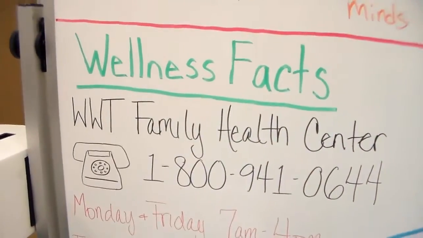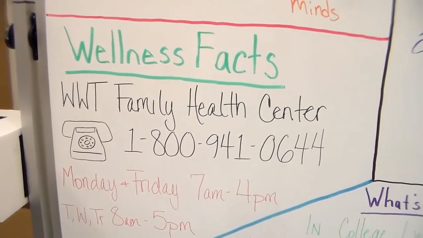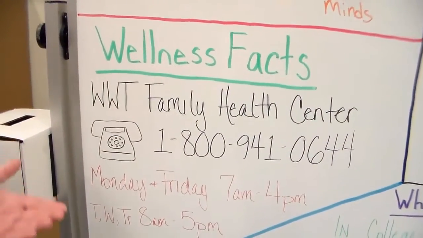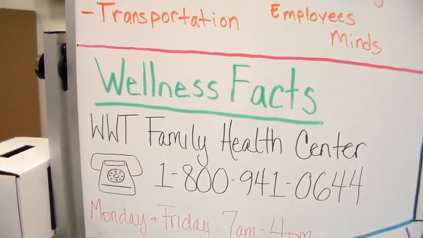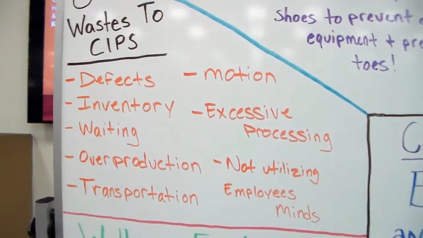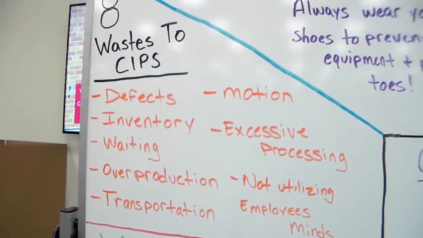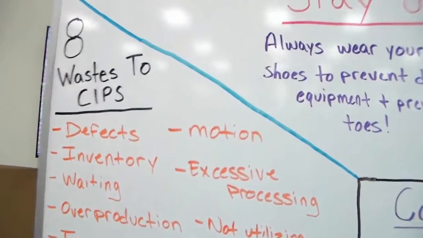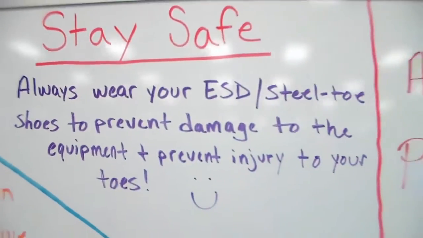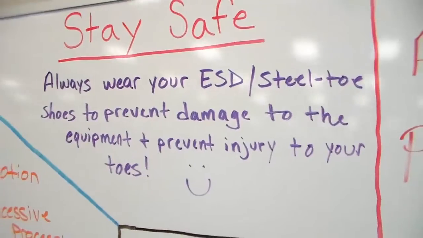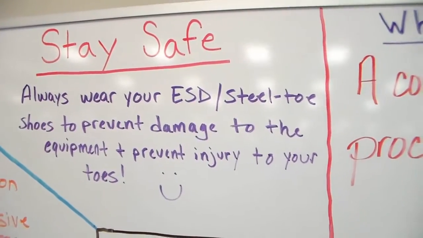We have your wellness facts, so this gives you a nice view of the basic information of the wellness, and then also any highlights of what they have going on currently. We have our 8 ways to CIPs. So this is a great example of how we can jog people's minds to help them come up with CIPs. And then we move on to safety. So safety is one of our number one top priorities. We just want to make sure that our gear is protected and also our people.